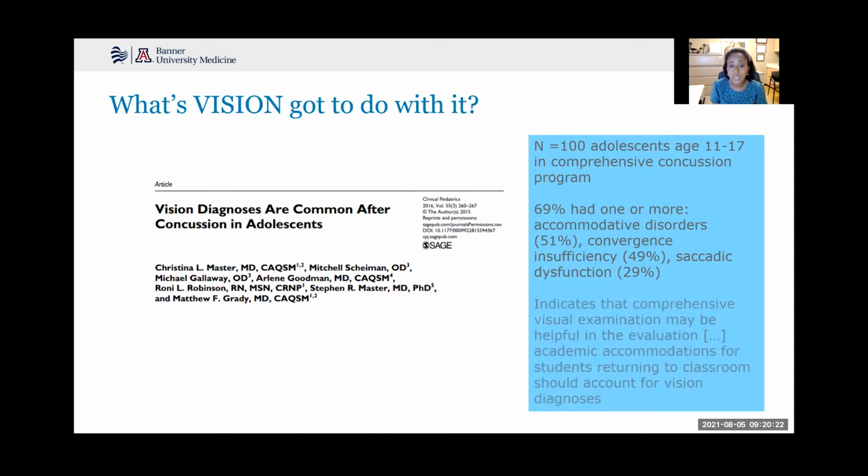And these are all really important implications to think about how important that would be for a 14-and-a-half-year-old whose main occupation is school. So it kind of indicates that comprehensive visual exam will be really helpful in the evaluation and treatment of concussive injury, even if it's just to support some academic accommodations that would be relevant for this group, so as they're returning back to the classroom or back to their sport.